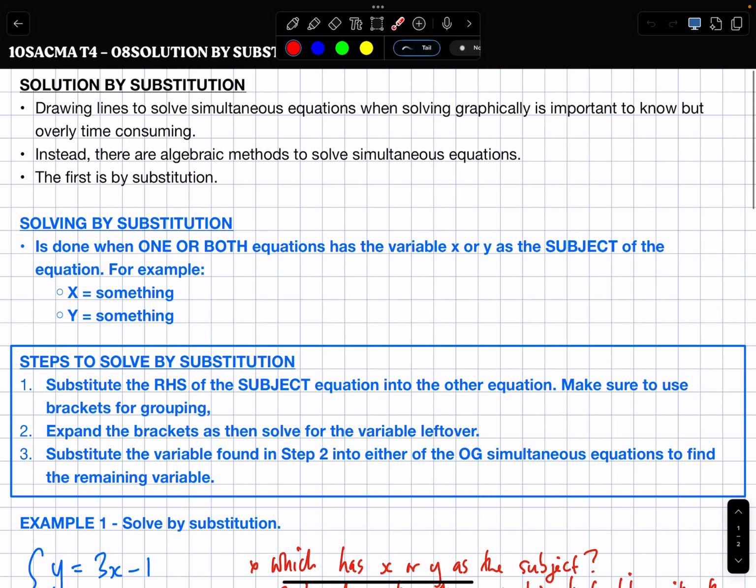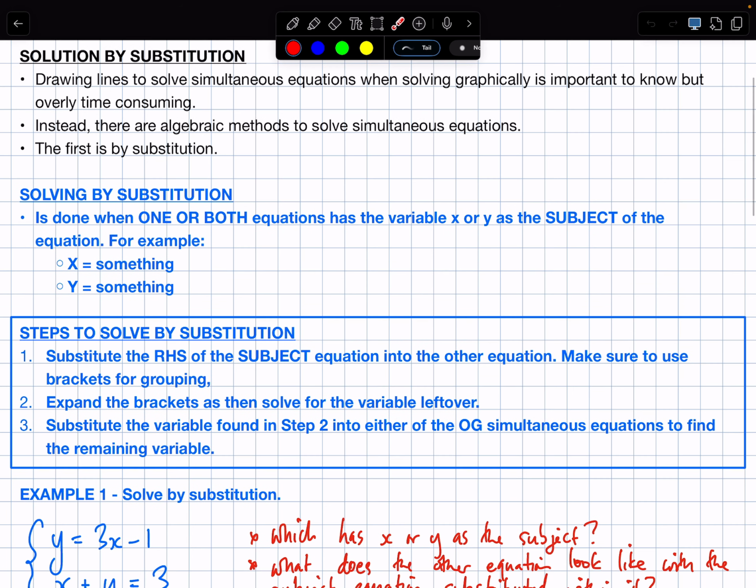Today I'm showing you how you solve by substitution. So we've just gone over drawing lines to solve simultaneous equations is going to take a long time. Instead, we can use algebra. So when do I use solving by substitution? You solve by substitution when one or both equations has x or y as the subject of the equation. What does that mean? X is by itself and it equals something, or y is by itself and equals something.